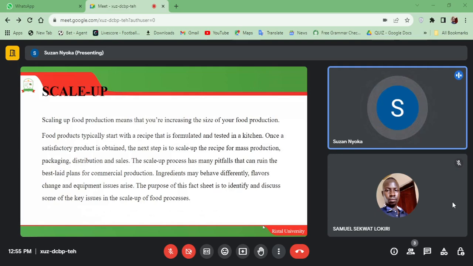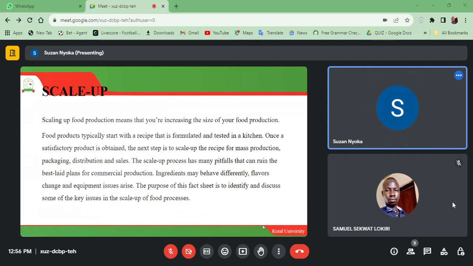The scale-up process has many pitfalls that can ruin the best-laid plans for commercial production. Ingredients may behave differently, flavors may change, and equipment issues may arise because you're now looking at a bigger project than the small thing you had prepared in the kitchen. You're trying to scale up whatever you've done. You're trying to make it big enough. So the purpose of this fact sheet is to identify and discuss some of the key issues in the scale-up of food processes.